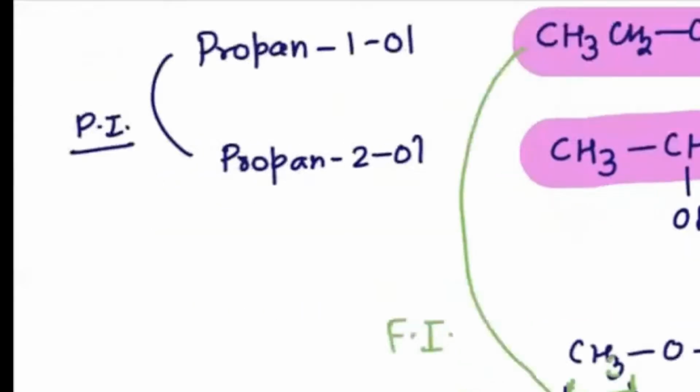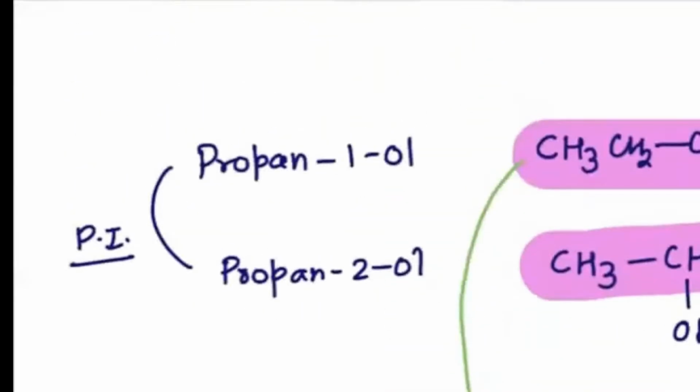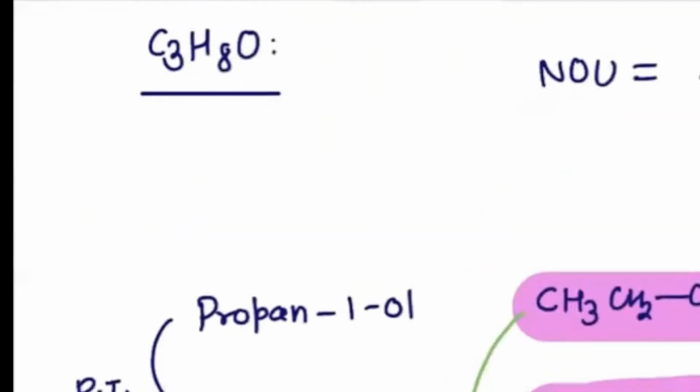What are the names of these? Next, write down C4H10O. Try to draw the possible alcohols and possible ethers out of it. Draw as many as you can.